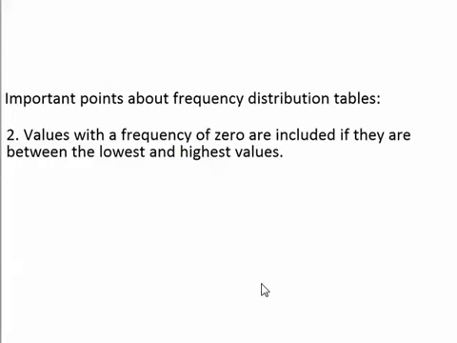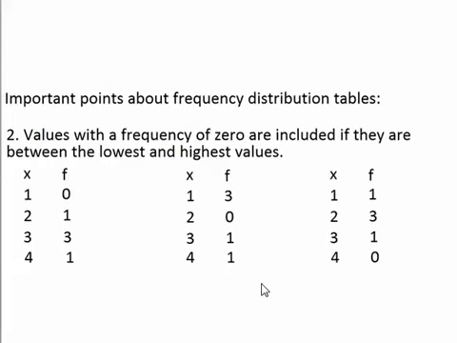Also, let's look at these 3 right here. In the X column, every value between the lowest value that appeared and the highest value that appeared needs to be included. So every number from the lowest number all the way up to the highest number needs to be included. In this data set, 1 is below the lowest number because the lowest number that appeared was 2.